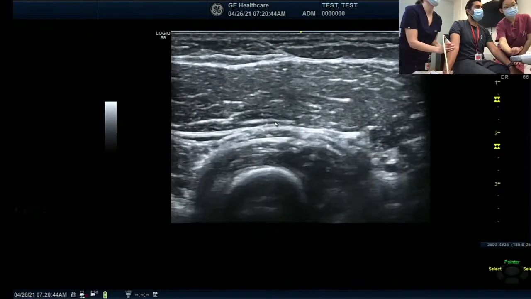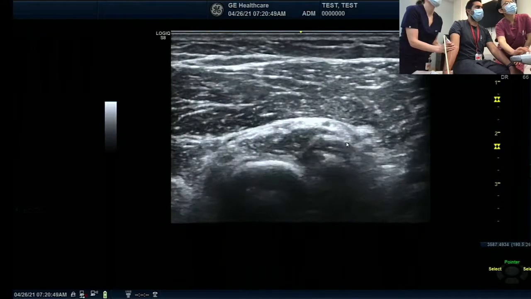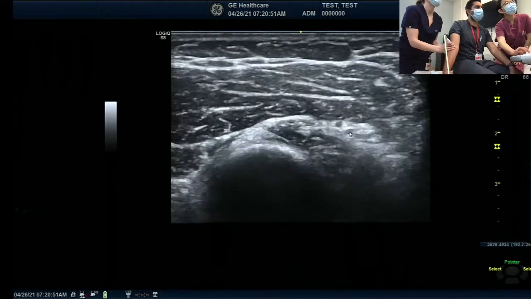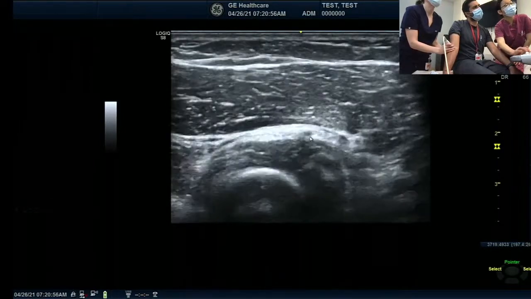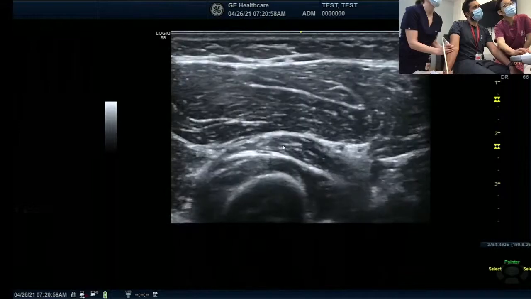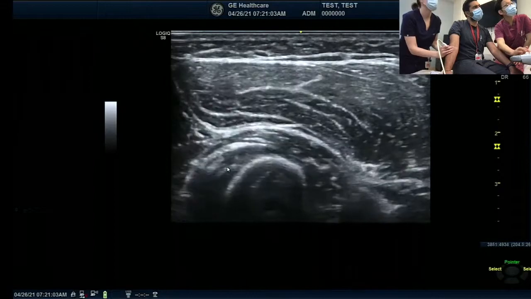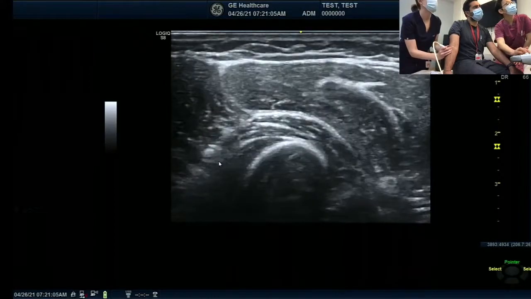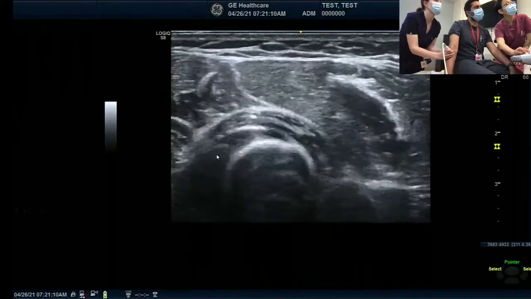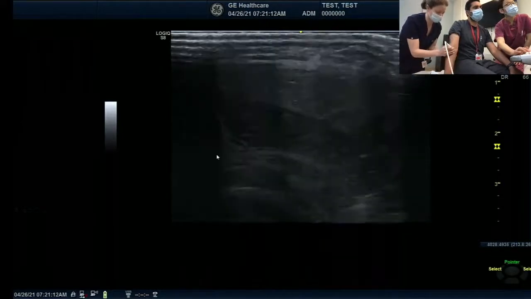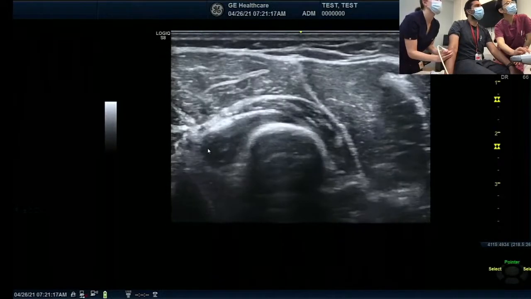Yep, so now let's find out the arcade of Frohse here. Go back here a little bit. So this is the arcade of Frohse, just coming in now. Okay, entering the arcade of Frohse, then in between the two heads of the supinator. Now it's going to exit. Exiting the supinator. Continue to move to the ulnar side, distal. So look at this, exiting.